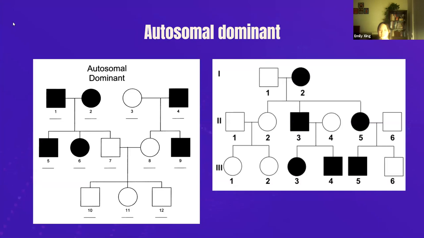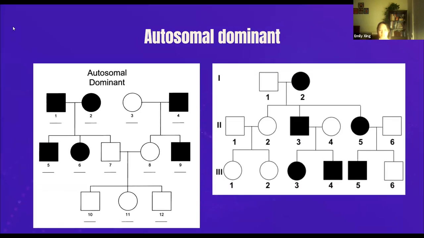Okay, so let's look at the first pattern of inheritance, which is autosomal dominant. Autosomal dominant means that it's not linked to the sex chromosomes, so males and females are affected equally, and it does not skip generations.